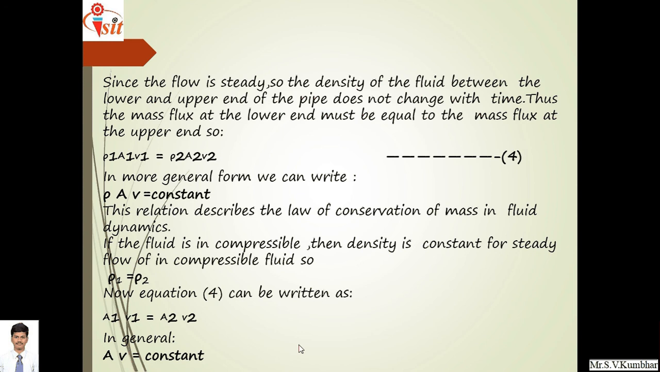That is, mass cannot be created nor can it be destroyed, but the total mass of the system remains constant, and if the fluid is incompressible, then the density is also constant. Therefore, ρ1 is equal to ρ2. So ρ1, ρ2 will get cancelled. Therefore, we will get A1 V1 is equal to A2 V2. That is the continuity equation in simplest form.